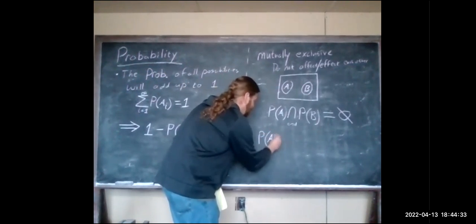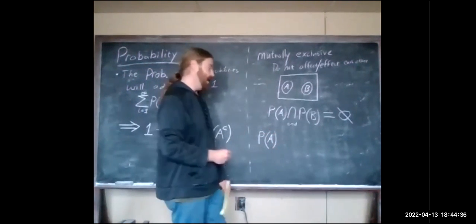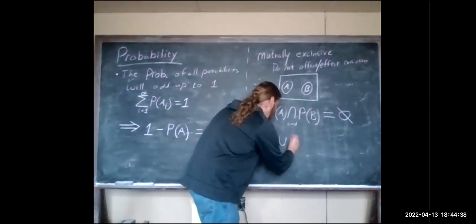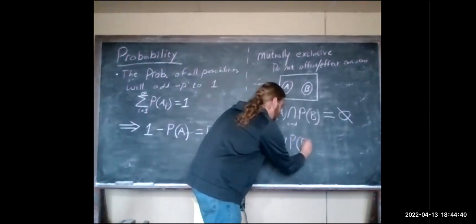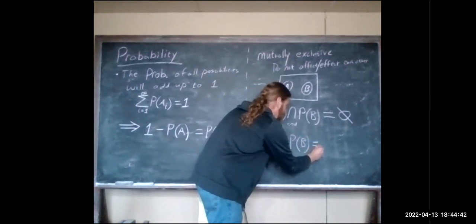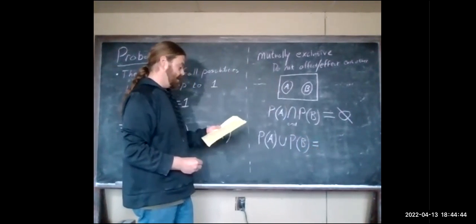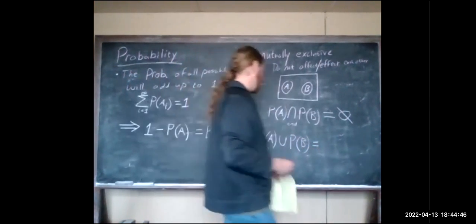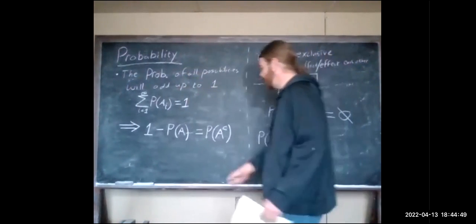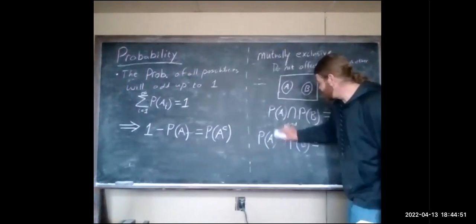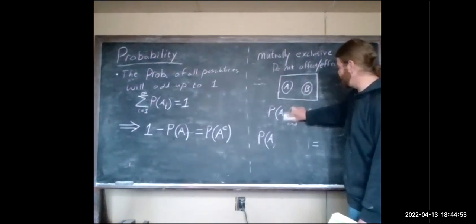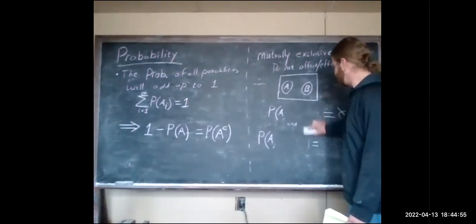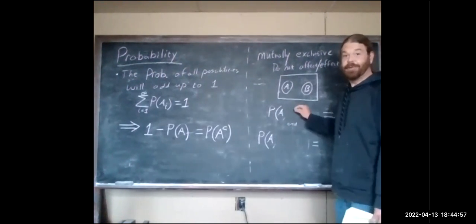So whenever we have a situation like that, the probability of A union with the probability of event B is the sum of the probabilities. Sorry, I wrote too many B's there. Let me clean this up. I got carried away with the notation.